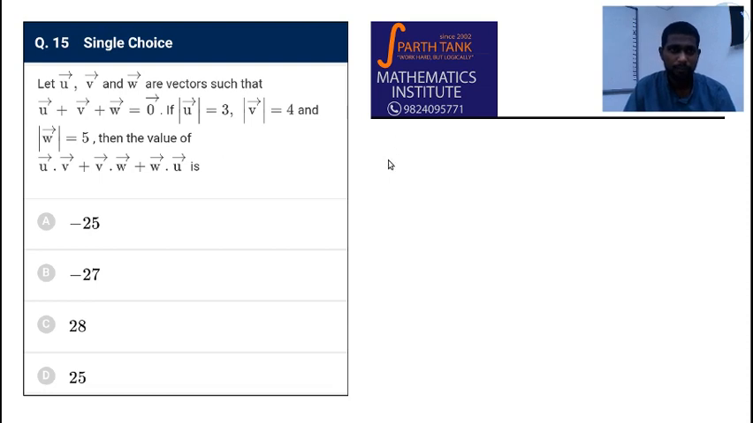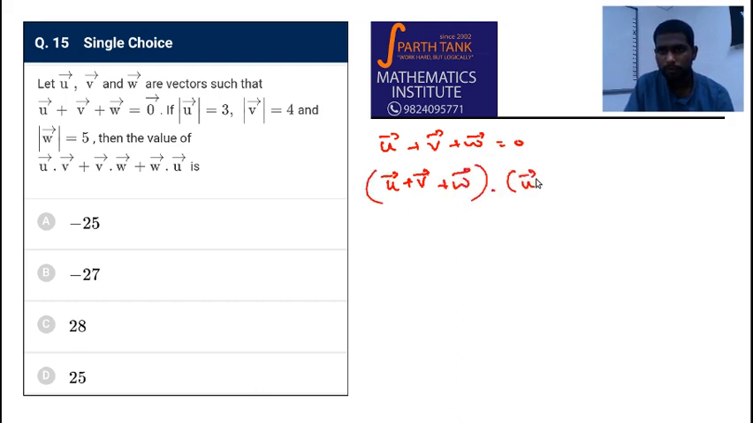Question number 15. Let u, v, w be vectors such that u vector plus v vector plus w vector is 0, if mod u is 3, mod v is etc. The value of u dot v plus v dot w plus w dot u. Take the square of this vector, u plus v plus w dot u plus v plus w. This is also equal to 0 because it is 0 dot 0.